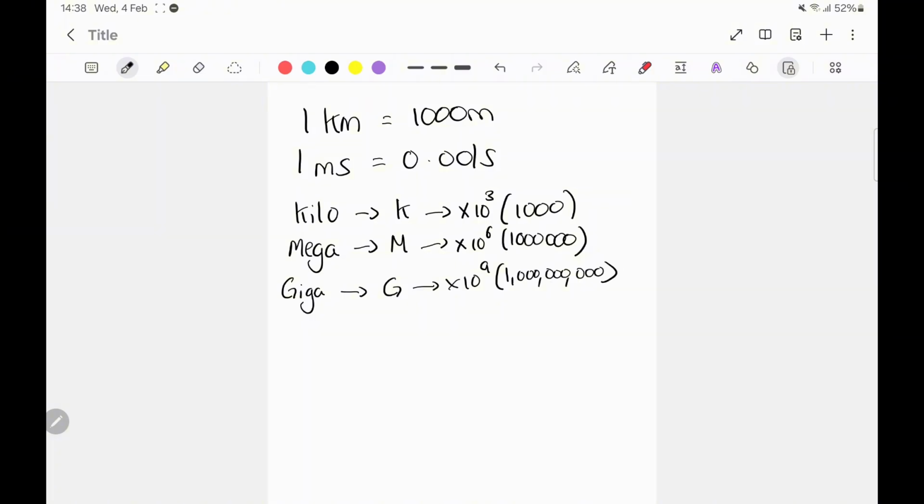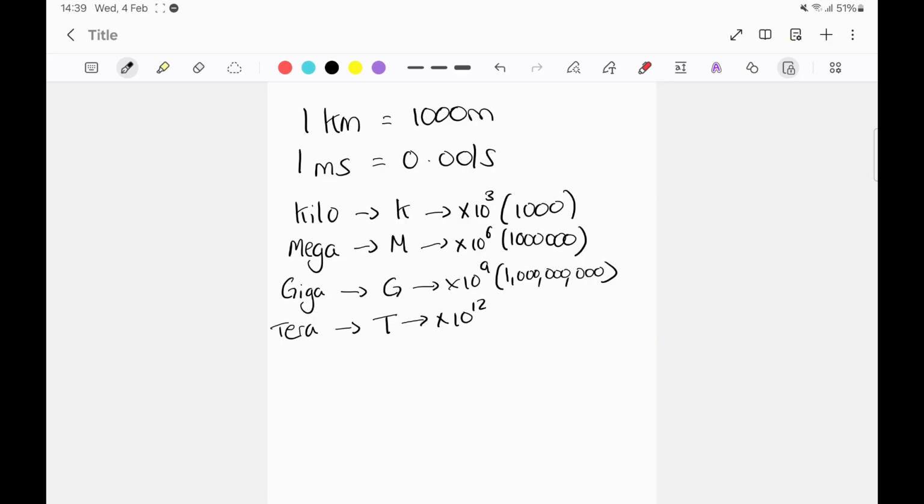Normally that's as far as you need to know. I will just quickly tell you that there is tera, which is a T, which is times 10 to the 12, which I won't write out. It's the first three here that you tend to see more. You'll notice a pattern: kilo, mega, giga, tera, multiply by 10 to the power of 3, 6, 9, 12. They very nicely go up in threes.